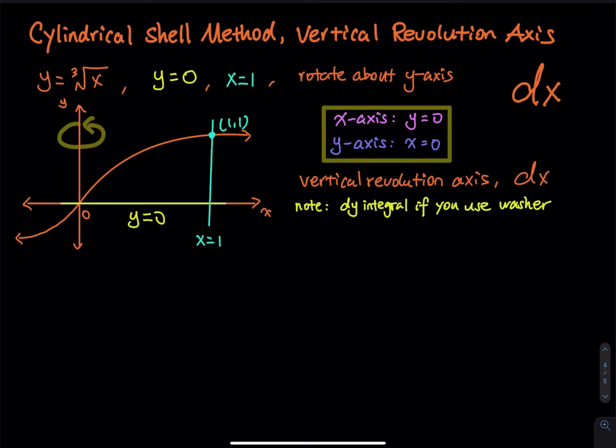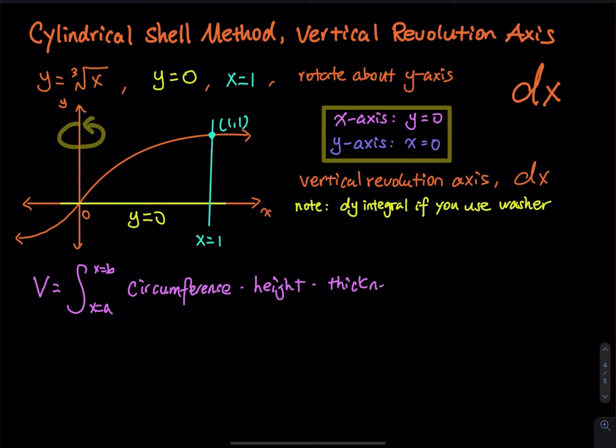So for the shell method, what do you have to know? The volume is the integral from x equals a to x equals b, lower limit and upper limit, and then you have the circumference multiplied by the height, and then multiplied by the thickness. Okay. And what is the circumference? The circumference is 2 pi r, right? So that is 2 pi r. And then the height is usually just the function. And then the thickness is either the dy or dx.